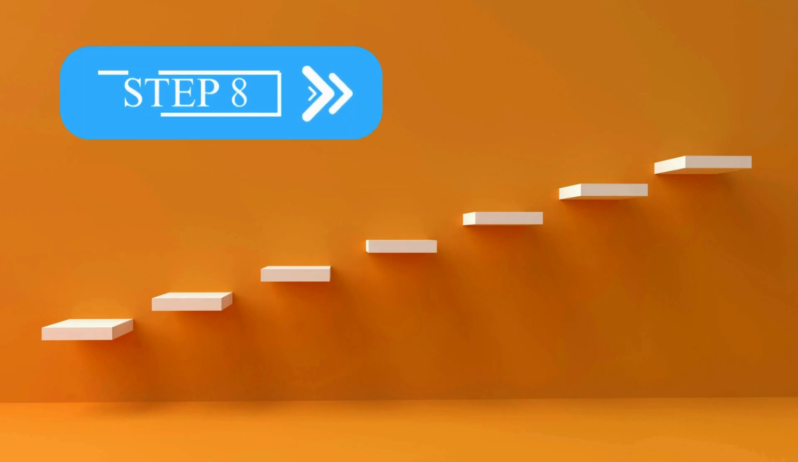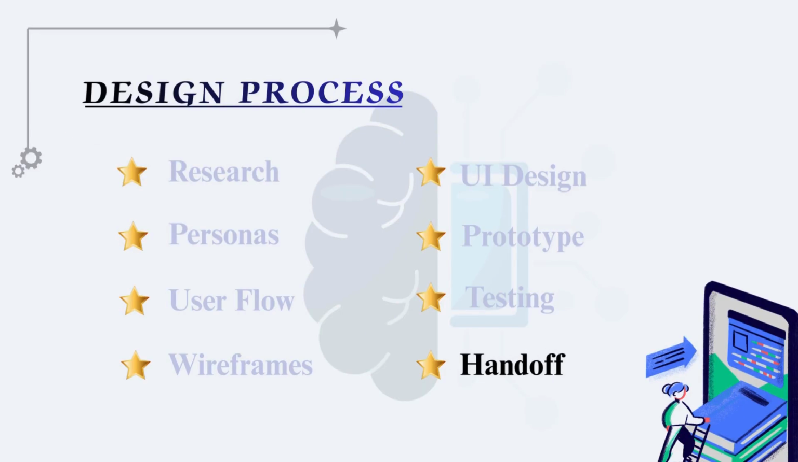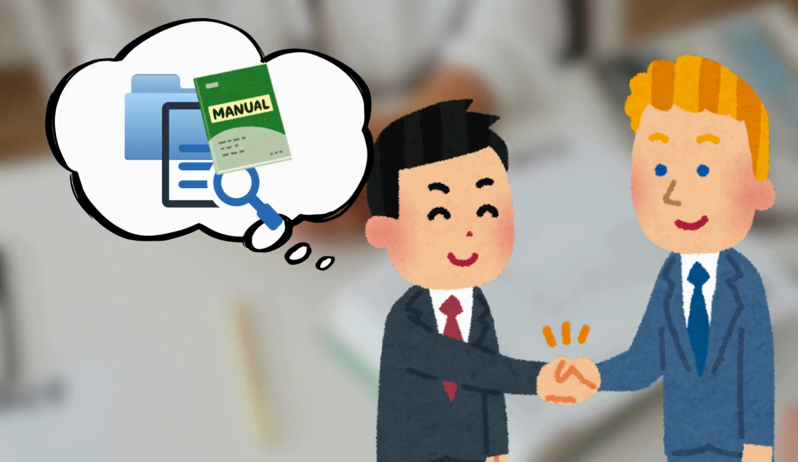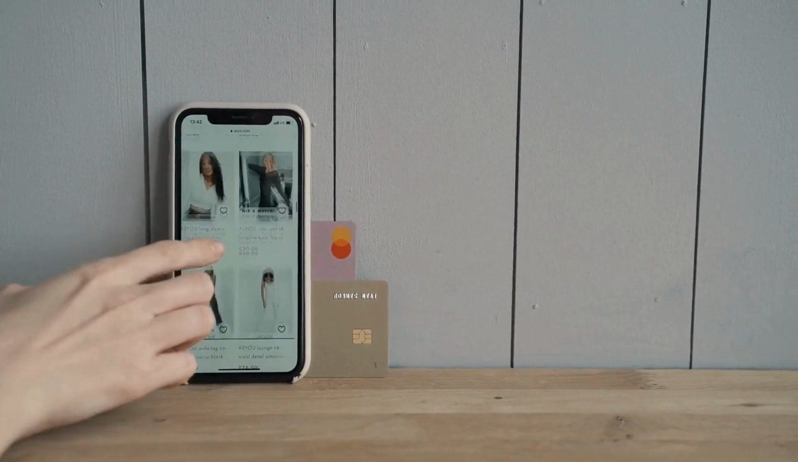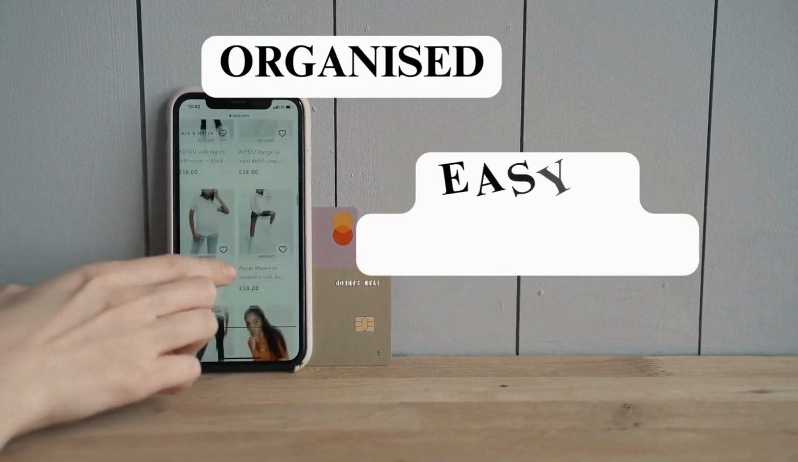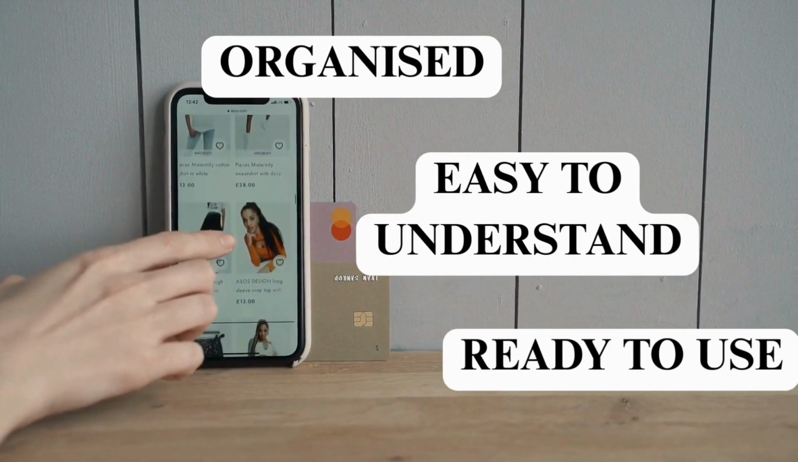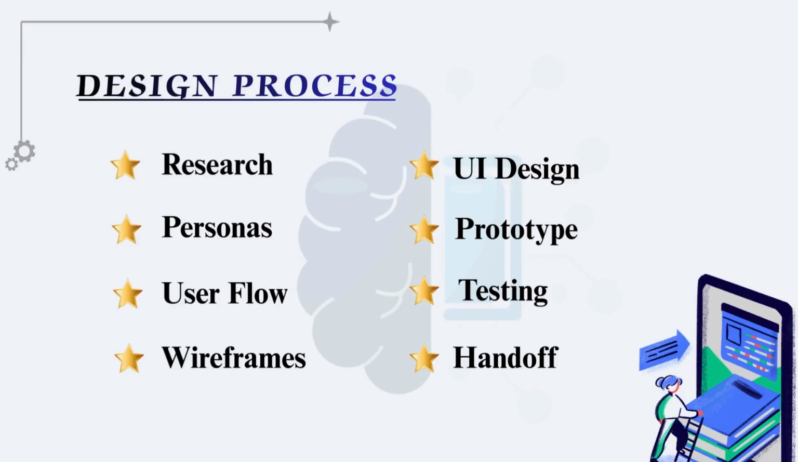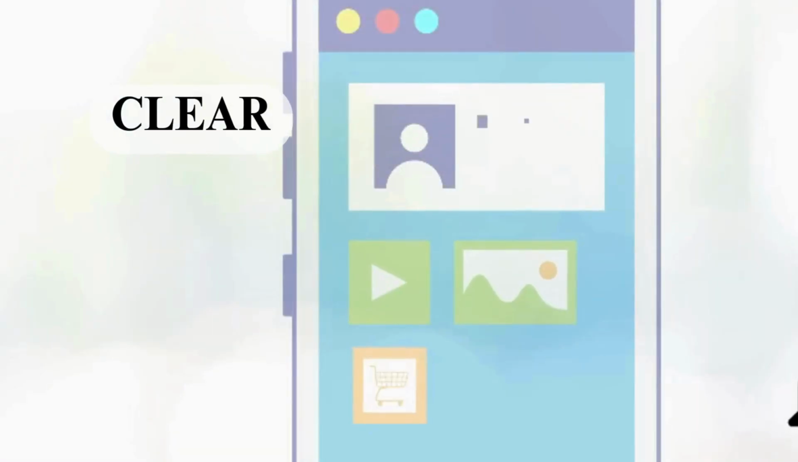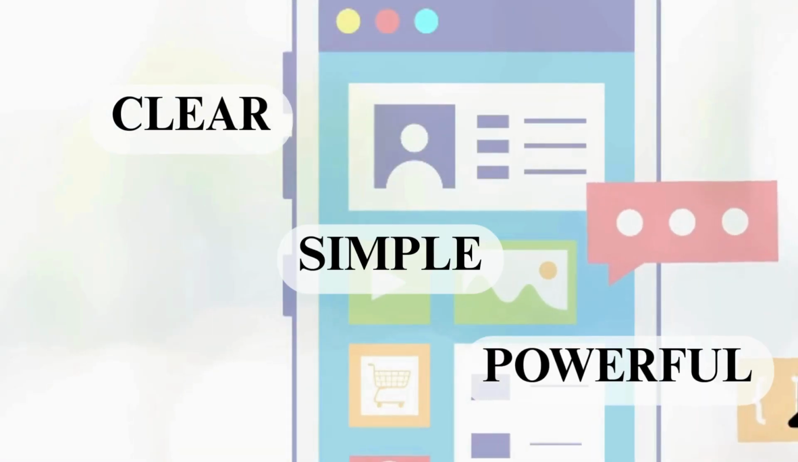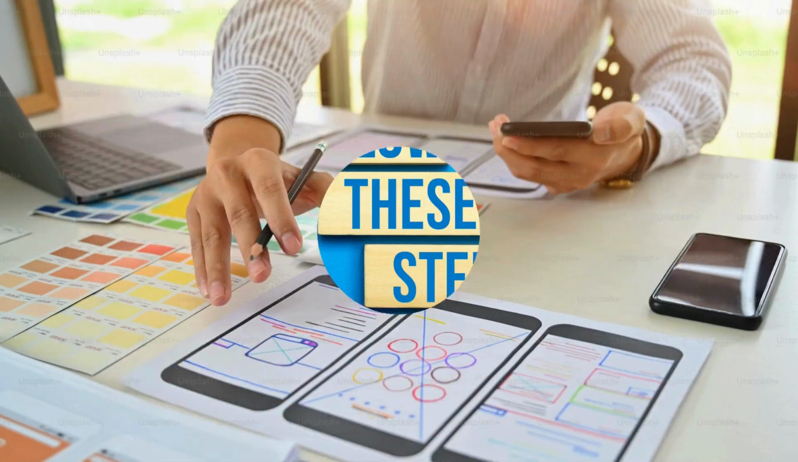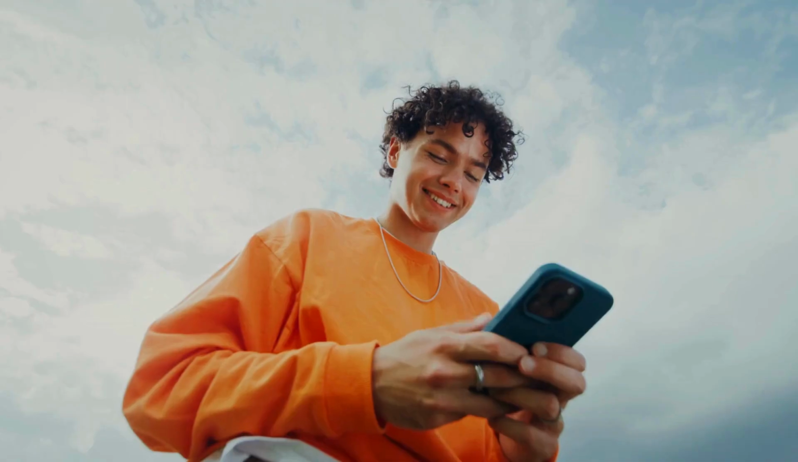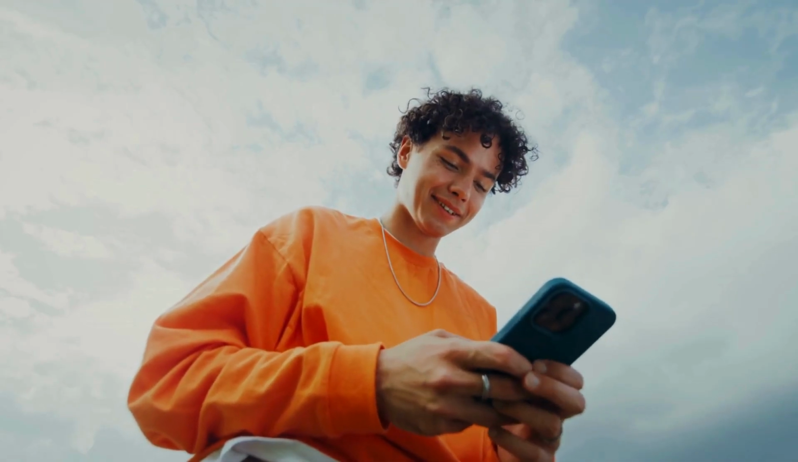So, the final step is handover. This is where you give the final files and instructions to the developer or client. Make sure everything is organized, easy to understand, and ready to use. A good handover makes the whole project smoother and avoids confusion later. And that is the full UI UX design process, which is clear, simple, and powerful. Follow these steps and you won't just design screens, you will design real experiences that users love.